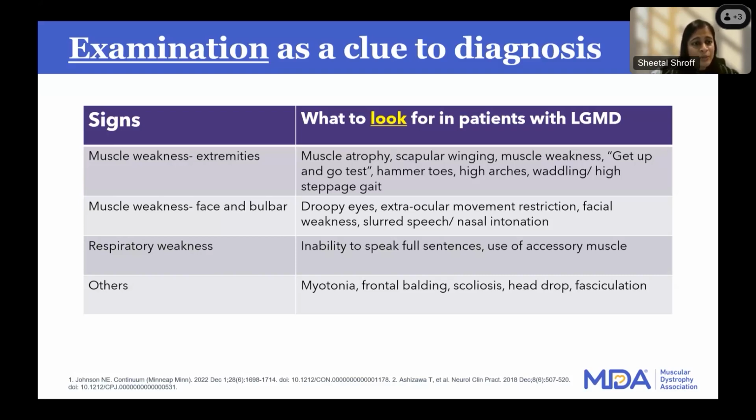In myotonia, when we ask them to grip the hand, there is delayed relaxation of those muscles. Other signs are frontal balding, scoliosis, and head drop. Some patients with myasthenia or ALS can have neck muscle weakness and then a head drop, and they can have fasciculations in patients with Lou Gehrig's disease. We can see fasciculations in the muscles. So these are all the different things or clues which we want to look for when we examine patients with neuromuscular diseases. Next slide, please.